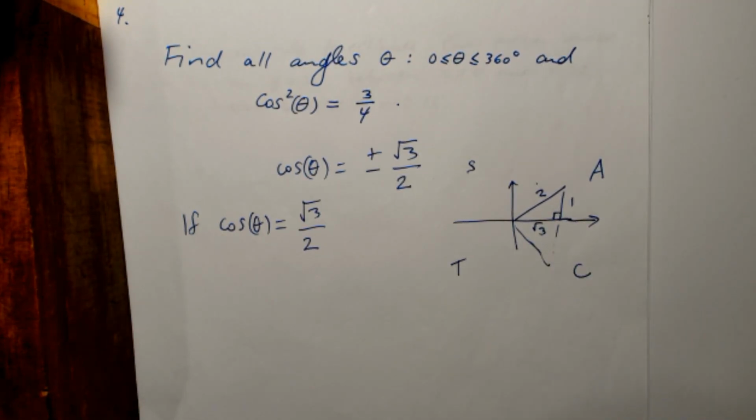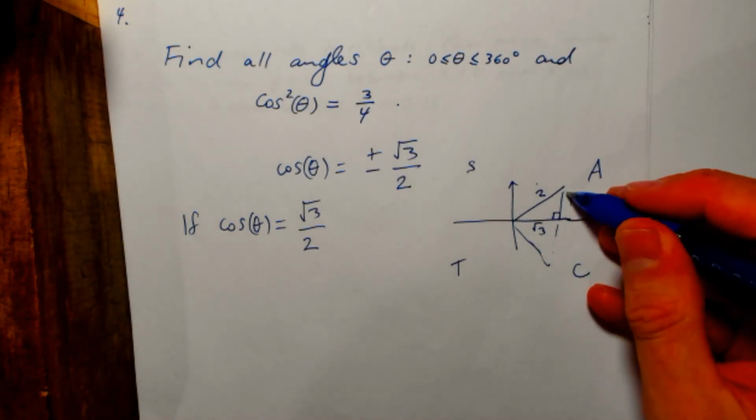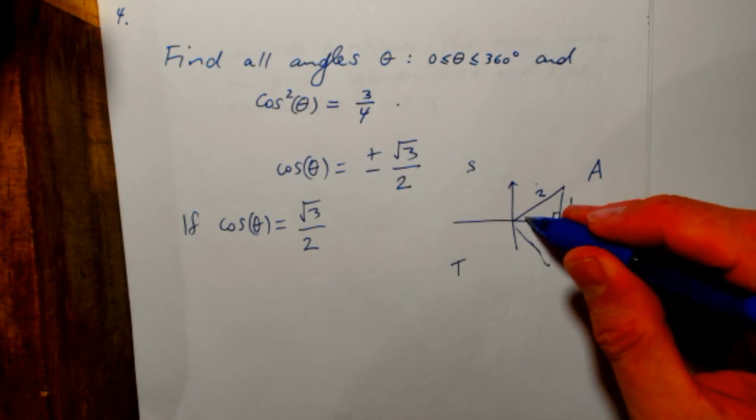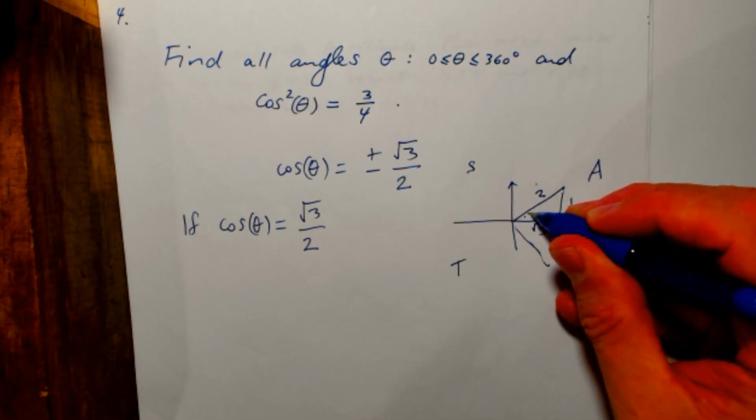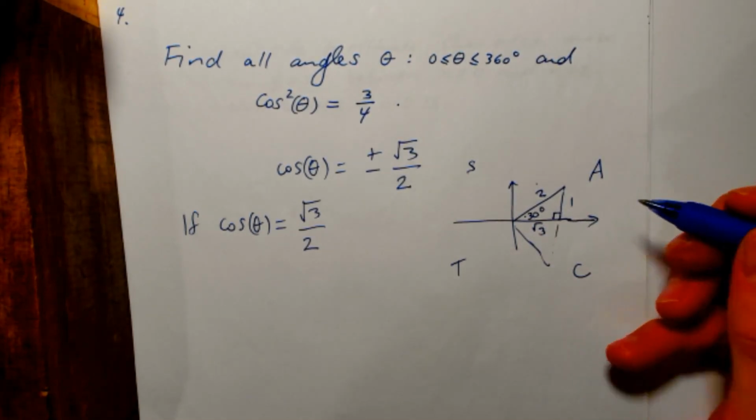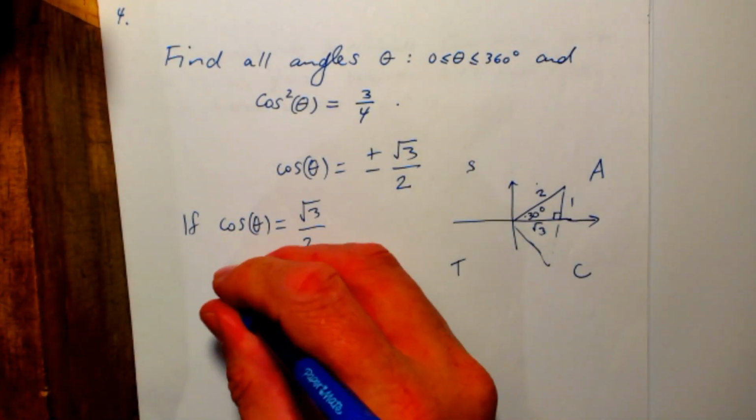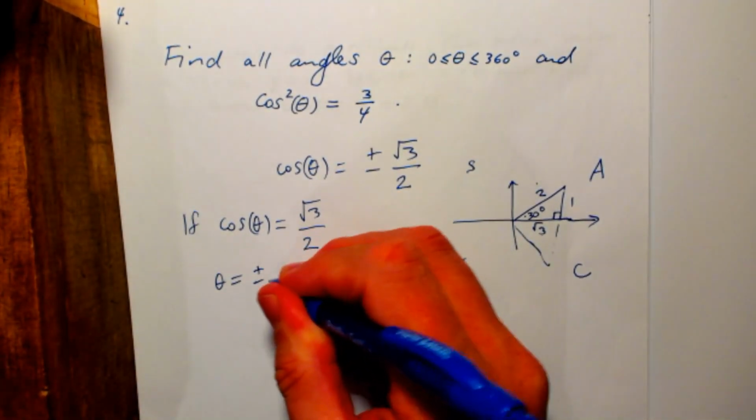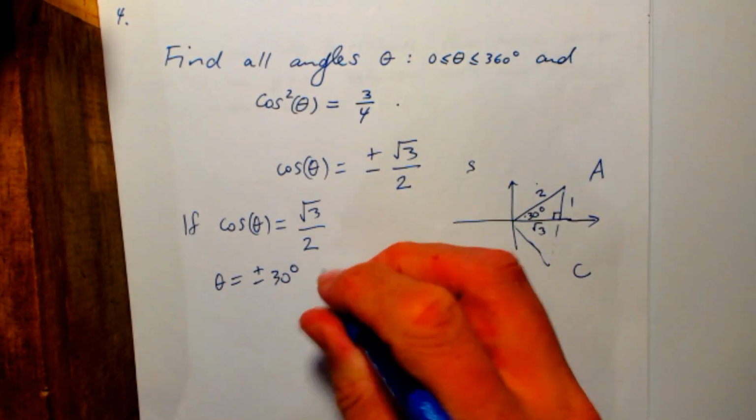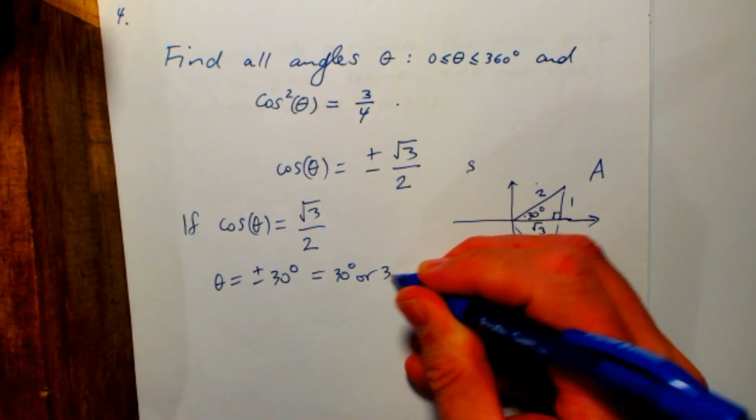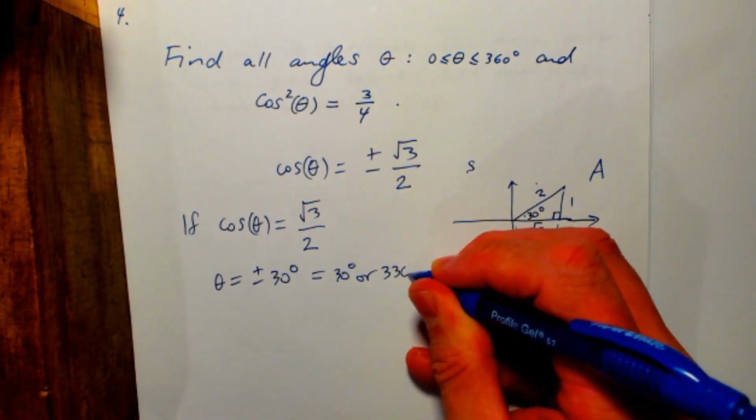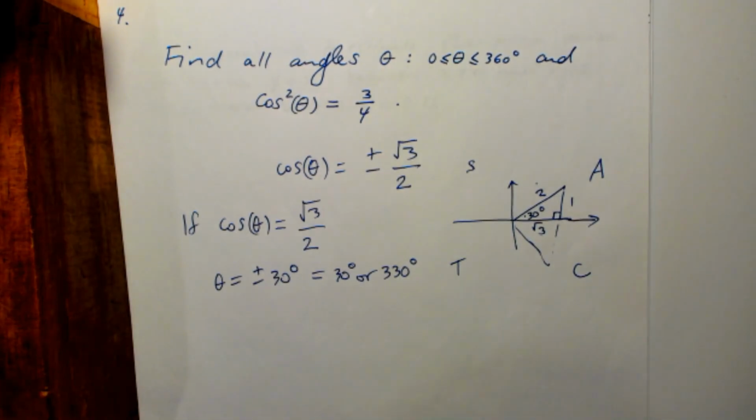Okay, so then theta would be, now we have a 30-60 triangle here. Now this is the smaller of the two non-90 degree angles. So that's 30 there. So we could have theta in this case is 30 degrees, or 360 minus 30, which is 330 degrees.